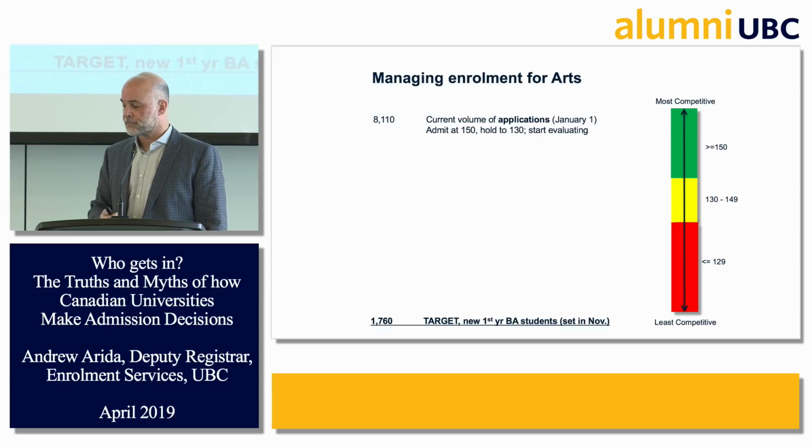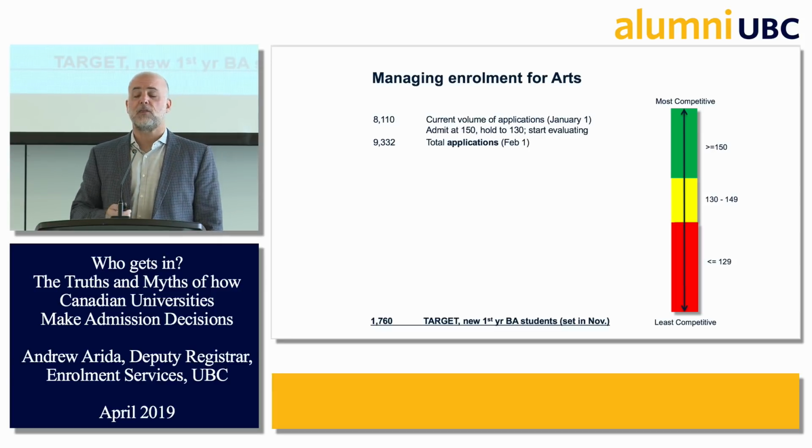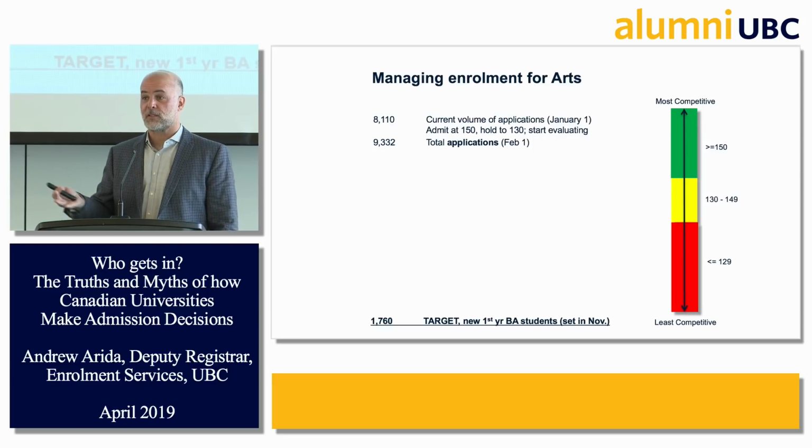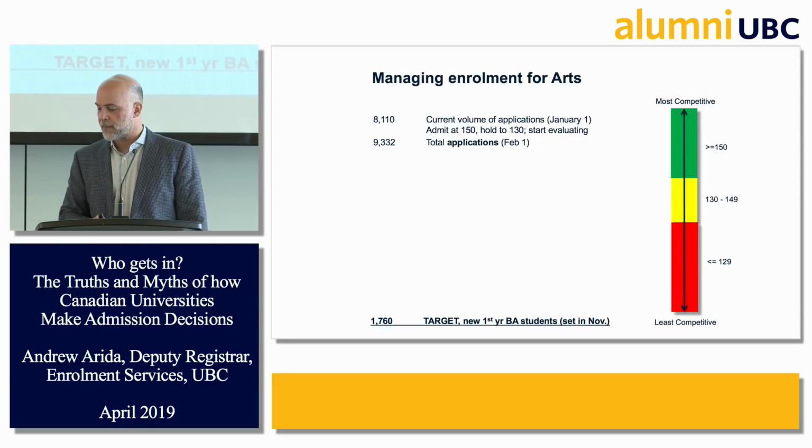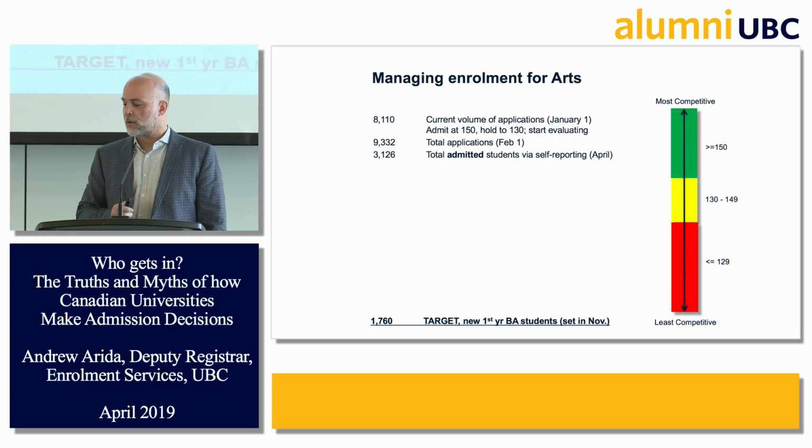I start going. By February 1, I've got 9,300 students who have applied. My applicant pool is closed now. We're no longer taking applications. I know whether I've got more or less than previous year, and I can adjust. By April, I've admitted 3,100 students to the BA program.